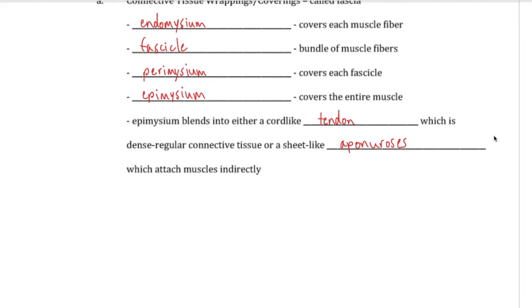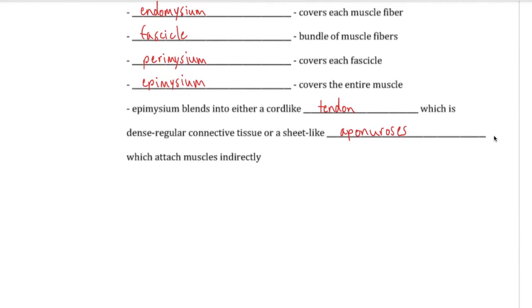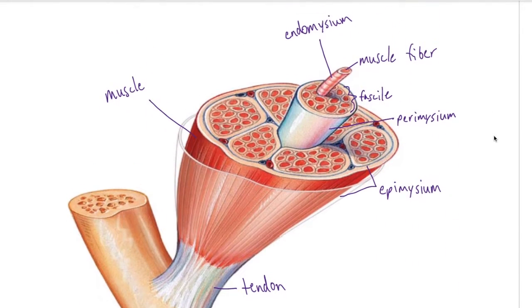So the epimysium is going to blend into either a cord-like tendon, which is that dense regular connective tissue we talked about previously, or a sheet-like aponeurosis, which attaches muscles indirectly. So we either have dense regular connective tissue or sheet-like tissue. They both make into the tendon.